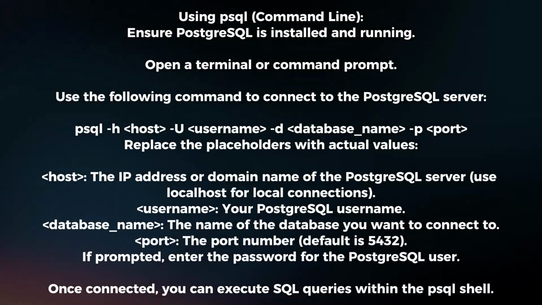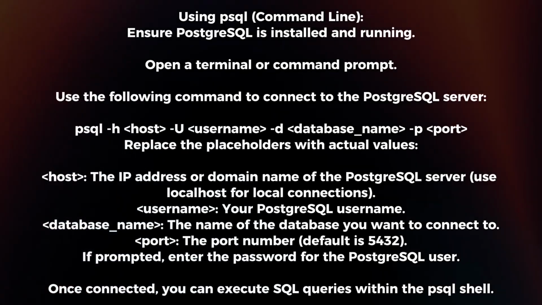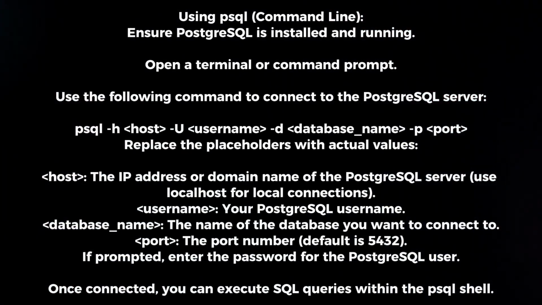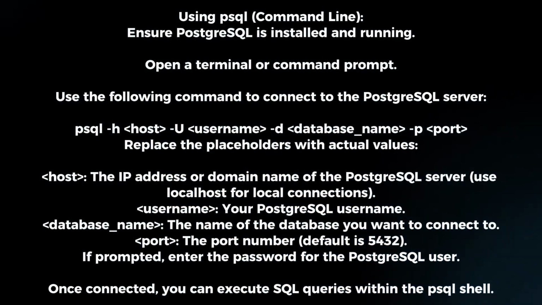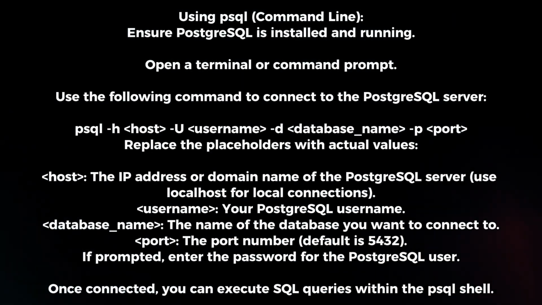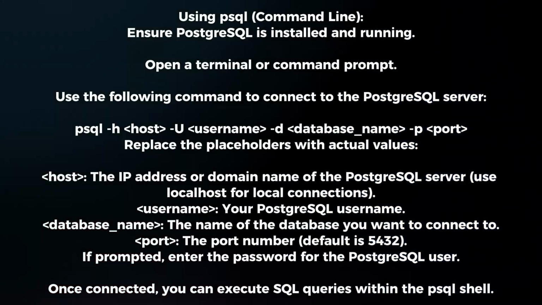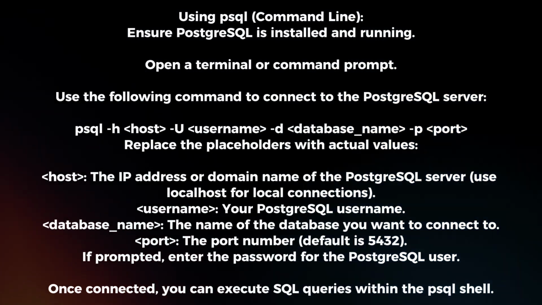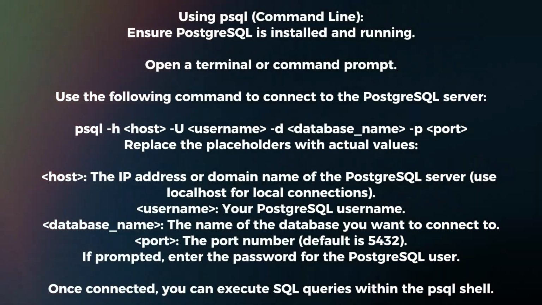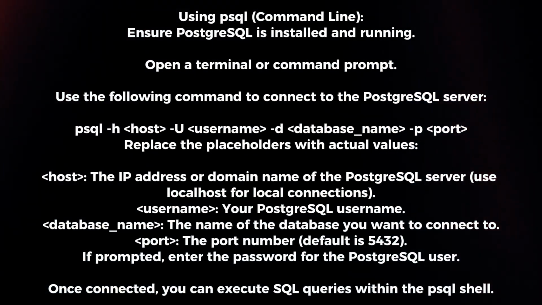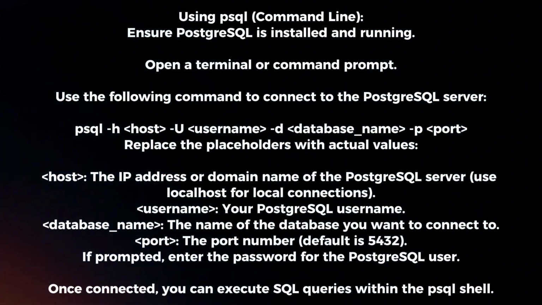Use the following command to connect to the PostgreSQL server. Replace the placeholders with actual values. Host: the IP address or domain name of the PostgreSQL server. Username: your PostgreSQL username. Database name: the name of the database you want to connect to. Port: the port number. If prompted, enter the password for the PostgreSQL user.